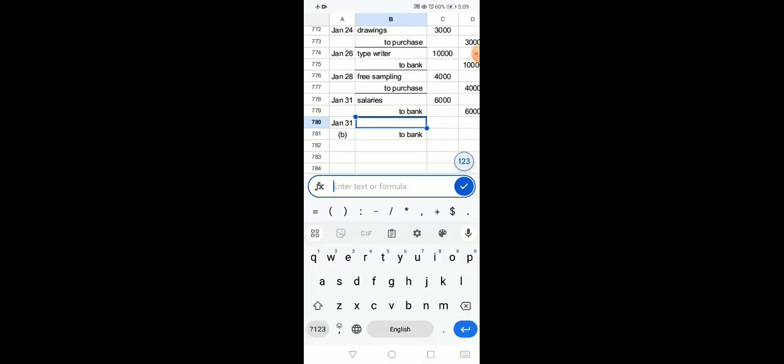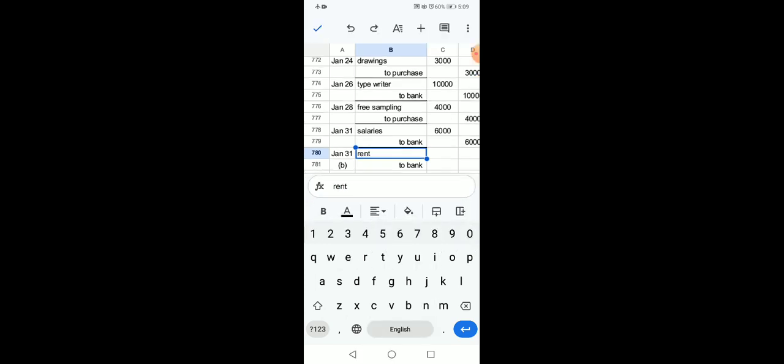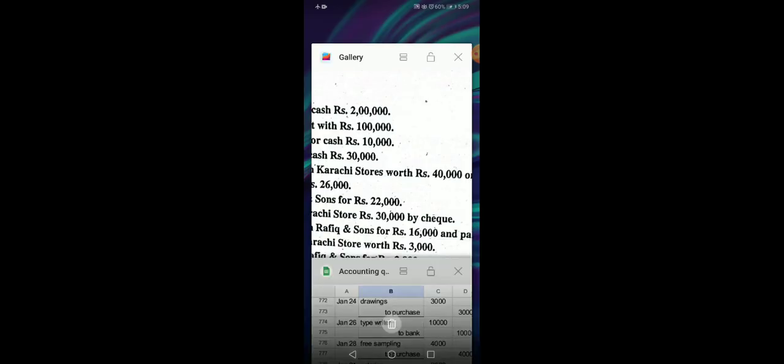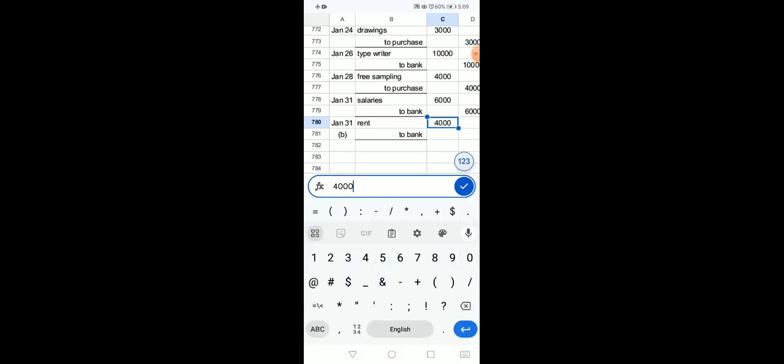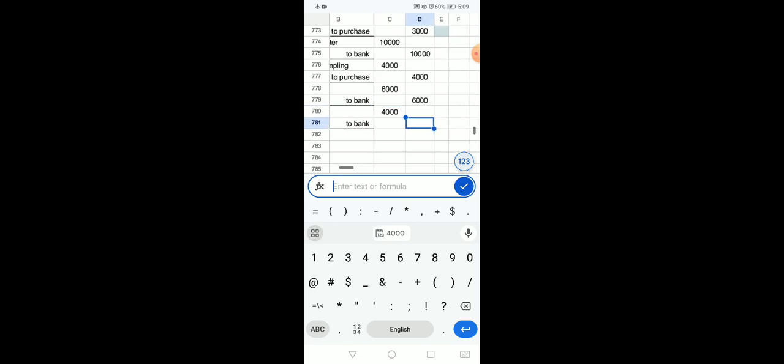Secondly, you are paying this check for the purpose of rent. Rent was paid through check. Rent is an expense. Expenses should be mentioned on debit side. That is why you are writing rent on debit side. Entry has been completed. Mark it as done. Now let's see how much rent is being paid. In the last entry you have seen 4,000, so you will put 4,000 in front of rent on debit side, and the same amount you are supposed to write on credit side. This way your entry number 31 is completed, and in other words your journal entries have been completed.